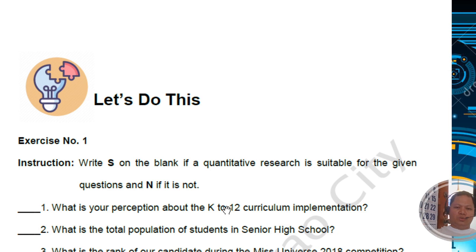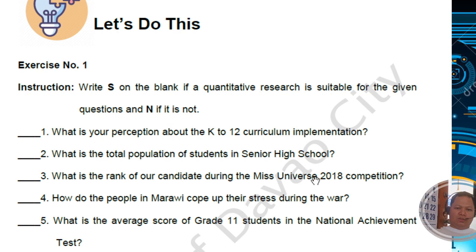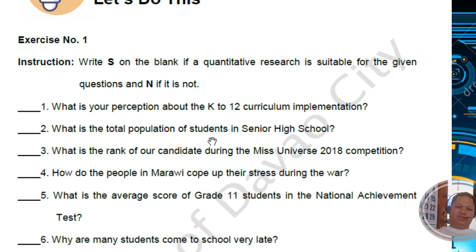Okay, so let's do this. Exercise number 1. Write S on the blank if a quantitative research is suitable for the given question, and N if it is not. So in number 1, what is your perception about K-12 curriculum implementation? Is this an S or an N? Okay, our answer is letter S. Number 2, what is the population of students in senior high school? S or N? The answer is S.